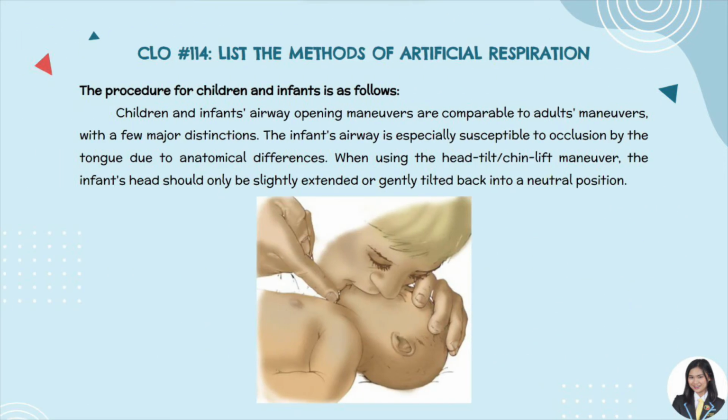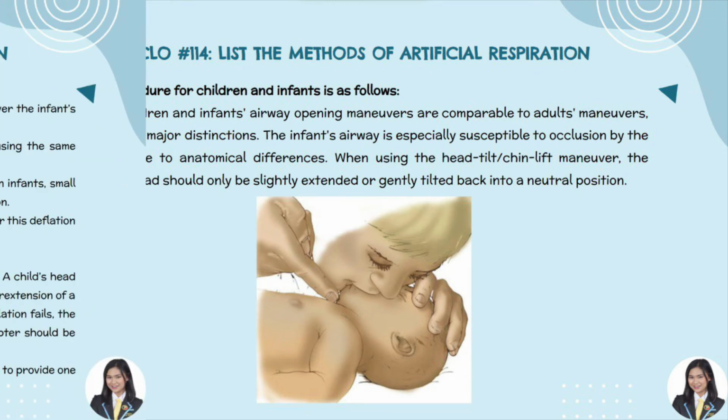The procedure for children and infants is as follows. Airway opening maneuvers for children and infants are similar to maneuvers for adults, with several key differences. Anatomic differences in the infant's airway make it especially susceptible to occlusion by the tongue. The infant's head should be extended only slightly, or it should be tilted back gently into a neutral position when the head tilt or chin lift maneuver is used.